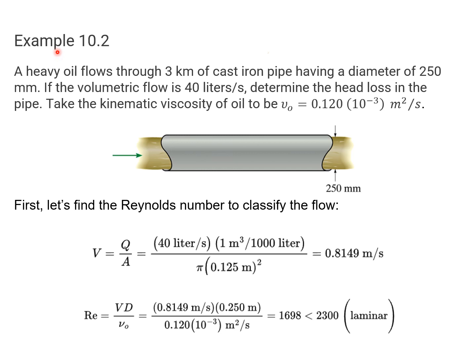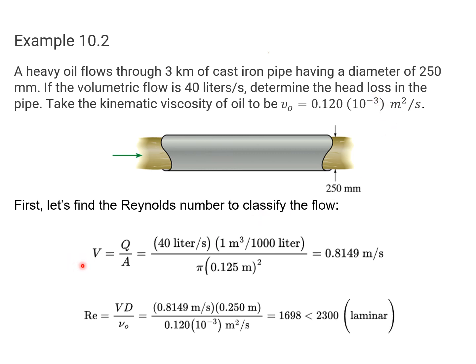Let's continue on. Let's look at example 10.2. Here we have heavy oil flowing through 3 kilometers of cast iron pipe having a diameter of 250 millimeters. If the volumetric flow rate is 40 liters per second, determine the head loss in the pipe. Take the kinematic viscosity of oil to be 0.12 times 10 to the minus 3 meters squared per second.